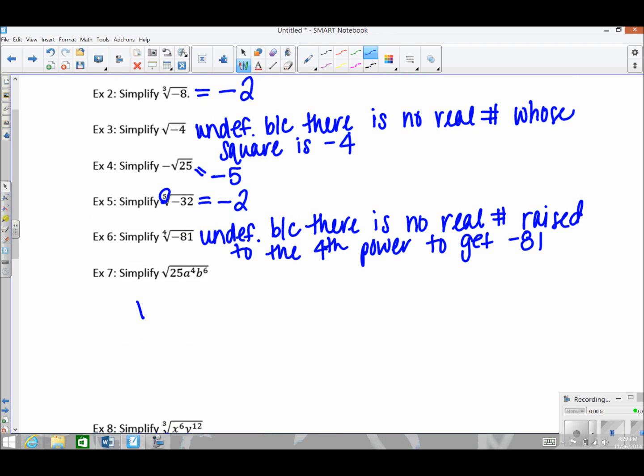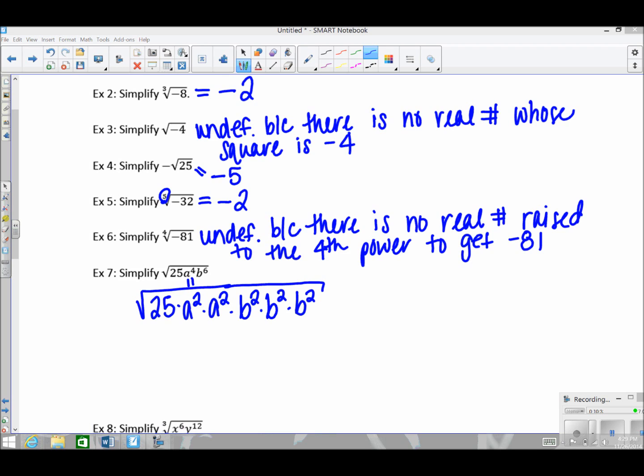So first, what I want you to do is think of this as how many perfect squares do we have in a to the fourth? So a to the fourth is really a squared times a squared. And b to the sixth is really b squared times b squared times b squared. Because whenever you multiply variables, you keep the base and add the exponents. So these two expressions are equivalent. They're equal to each other.